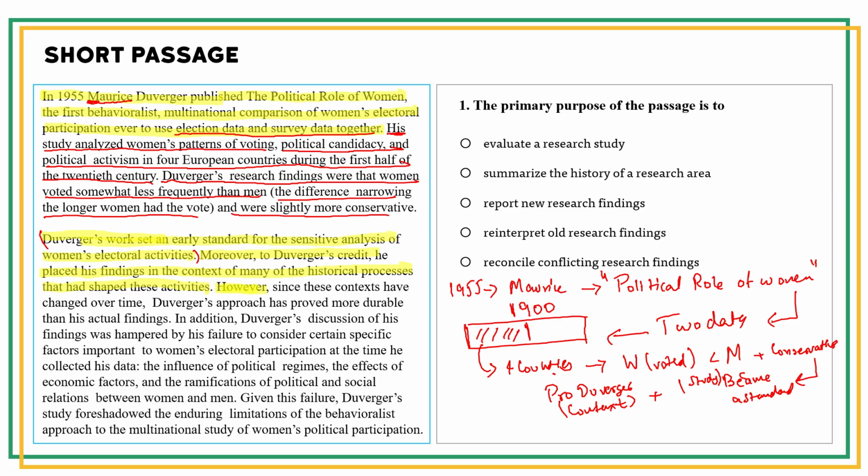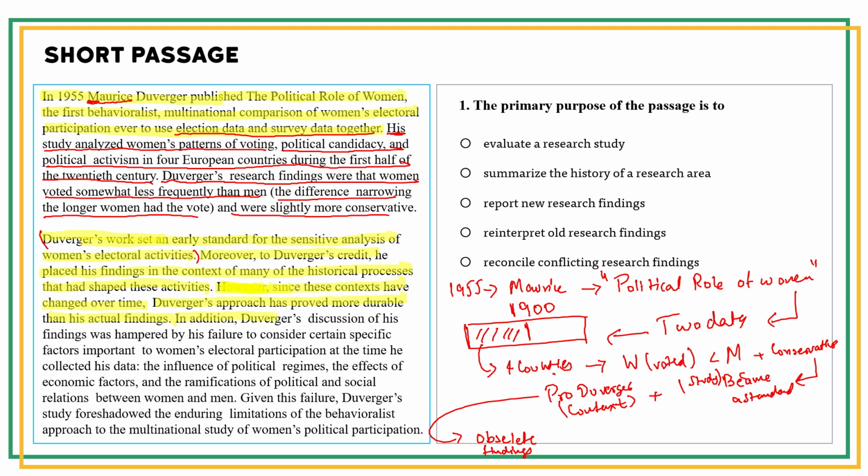However, okay, that's a conclusive tone there. However, since these contexts have changed over time, Duverger's approach has proved more durable than his actual findings. Okay, so yeah, that's to say that his findings are obsolete. That's a conclusion. Obsolete findings, though. They were very good for their time and everything, but yeah, they're obsolete now.